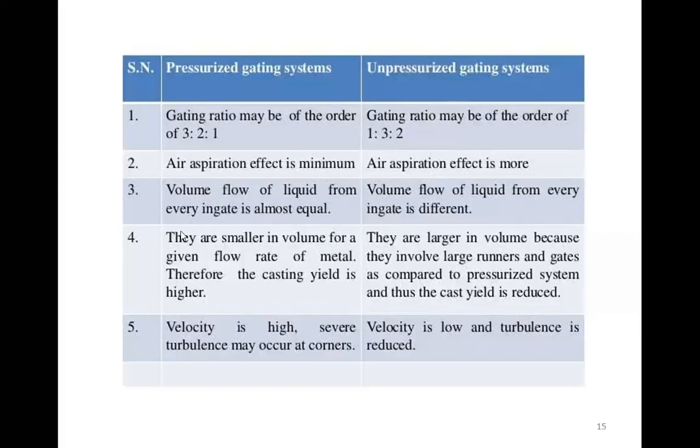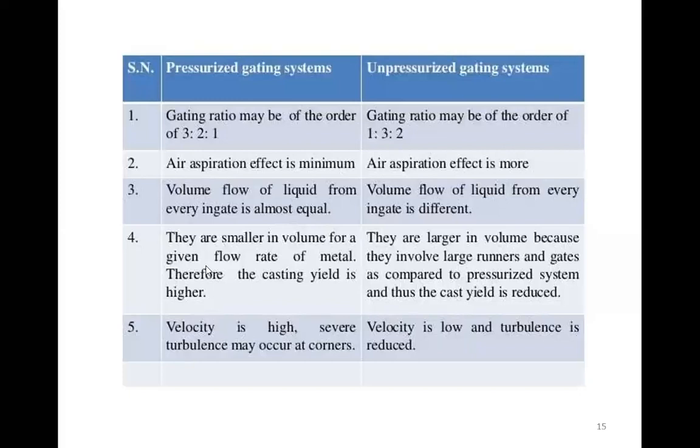So the volume flow of liquid from every ingate is almost equal. It is almost equal from each and every ingate. But in an unpressurized gating system, it is not equal because whatever the first ingate, it is completed. The runner gets completed, but the choke cannot get filled. It is not filling because it is totally controlled by the choke only. So the volume of flow of liquid from every ingate is different.